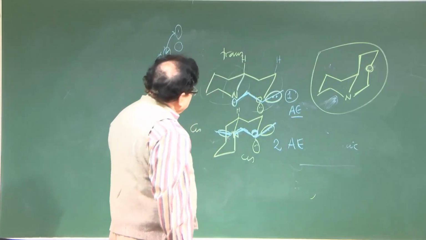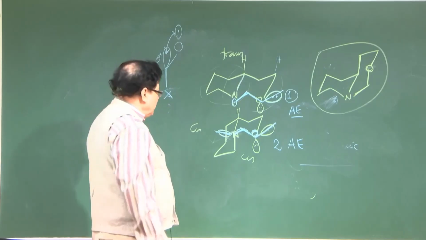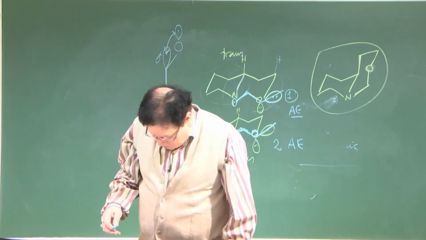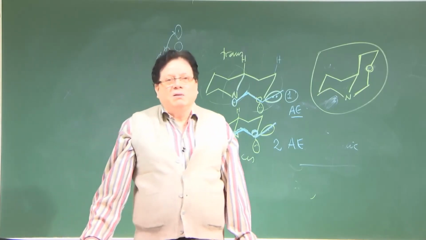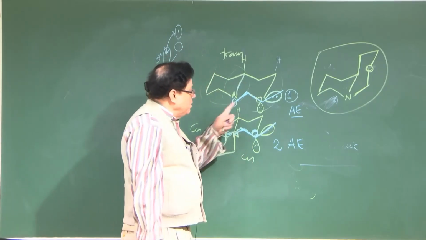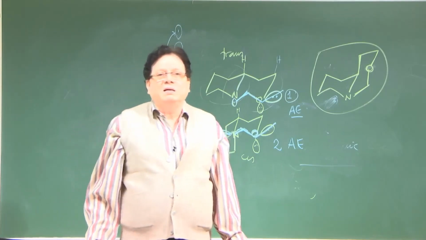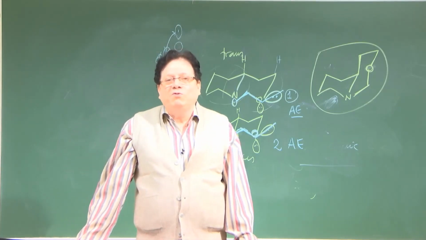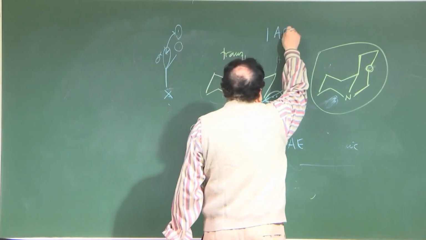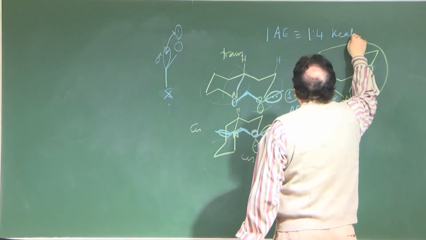And you can actually calculate the energy difference between these two. Okay. I have not talked about how the anomeric effect has been evaluated, maybe in the next lecture I will do that. Just take it from me, the anomeric effect has been estimated to be about 1.4 kilocalorie per mole. One anomeric effect is equal to 1.4 kilocalorie per mole.